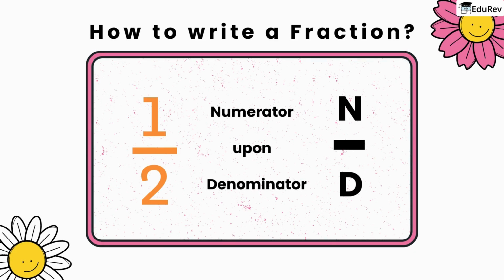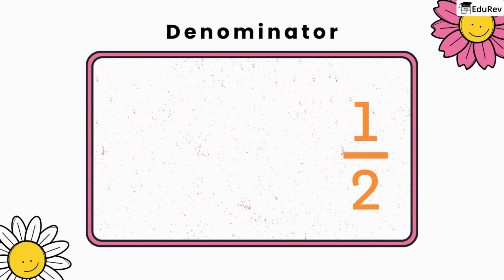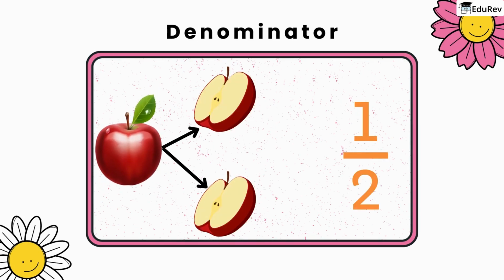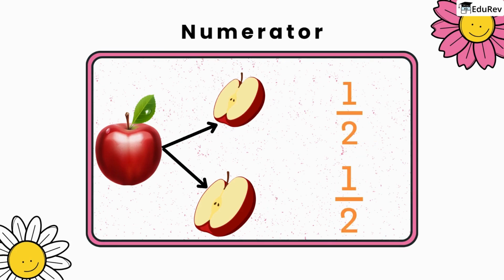So what is the denominator? It is the total number of equal parts the whole is divided into. So in the example of the apple, the denominator would be 2, as the apple was divided into 2 equal parts. Now, what is the numerator? The numerator represents the number of equal parts considered in a fraction for a particular case. In the same example, the numerator would be 1. So our fraction would be 1 by 2. I think you have now got the idea of what a fraction is.